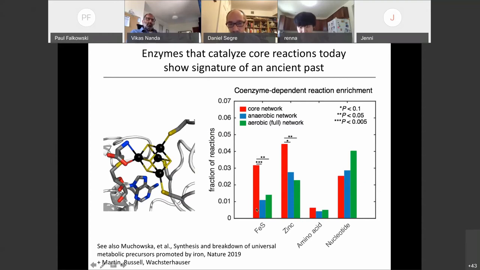This is shown in this red bar here, relative to the fully expanded network, whether done aerobically or anaerobically, it doesn't really matter. There was no major difference. The key difference was that in this core phosphate-independent network, there was a high enrichment for these iron-sulfur clusters. There was enrichment for zinc as well. No significant patterns for amino acid and nucleotide content, although there is, if at all, an inverse enrichment for nucleotide that is present more in the fully expanded relative to the aerobic network.